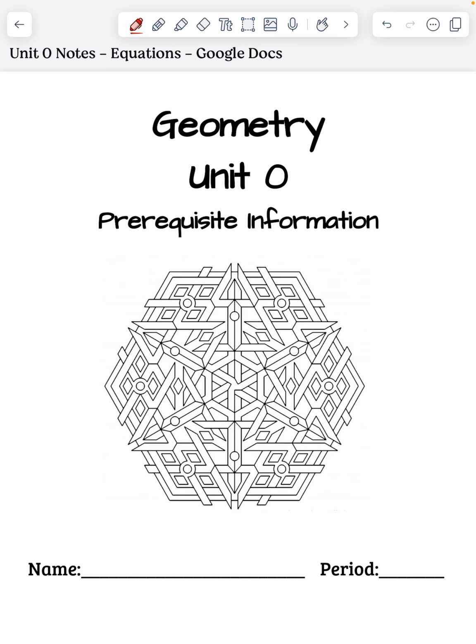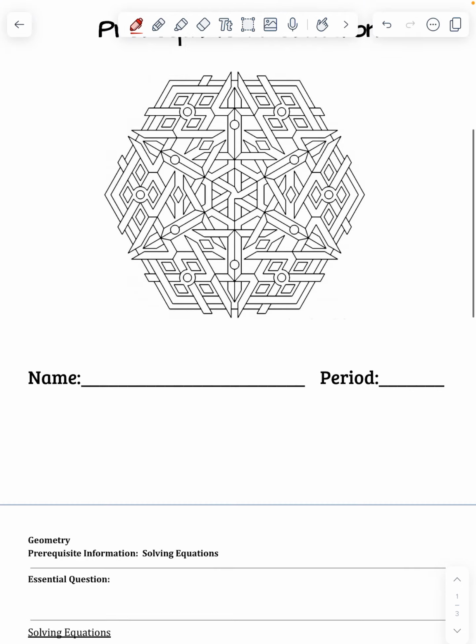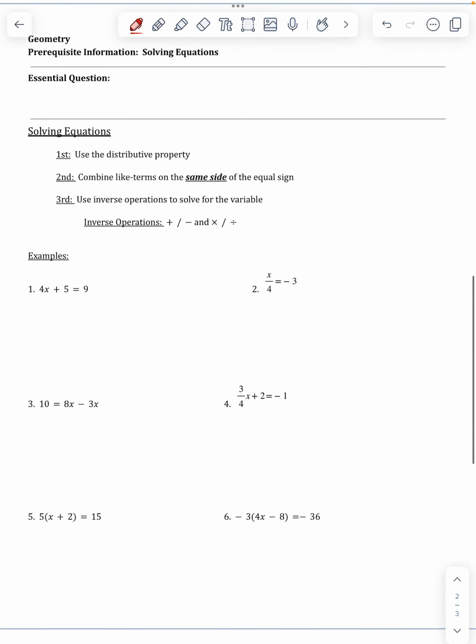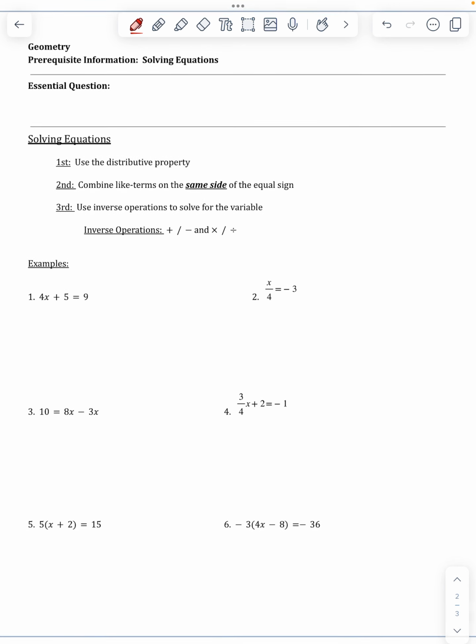Today we're going to go over some prereq information for geometry. So we're going to call it Geometry Unit 0. And we're going to focus on using the distributive property, combining like terms, and trying to solve an equation. So our essential question is solving equations.